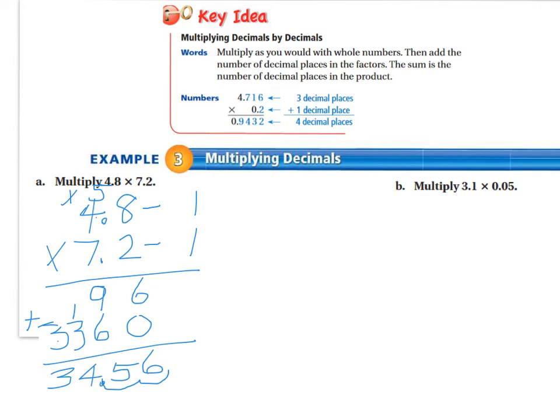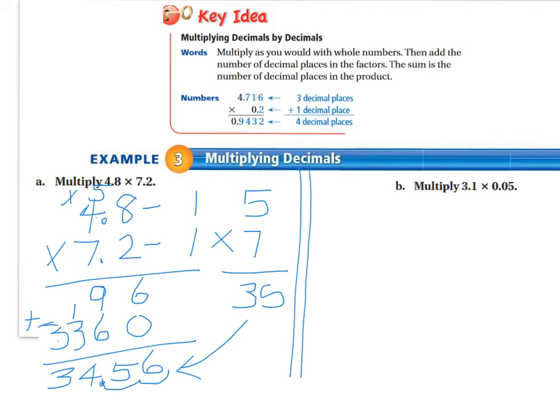And my answer would be 34.56. Does that sound reasonable? I could say that 4.8 is close to 5, and 7.2 is close to 7. So estimating, my answer should be close to 35. 34.56 is close to 35, so that is a reasonable answer.